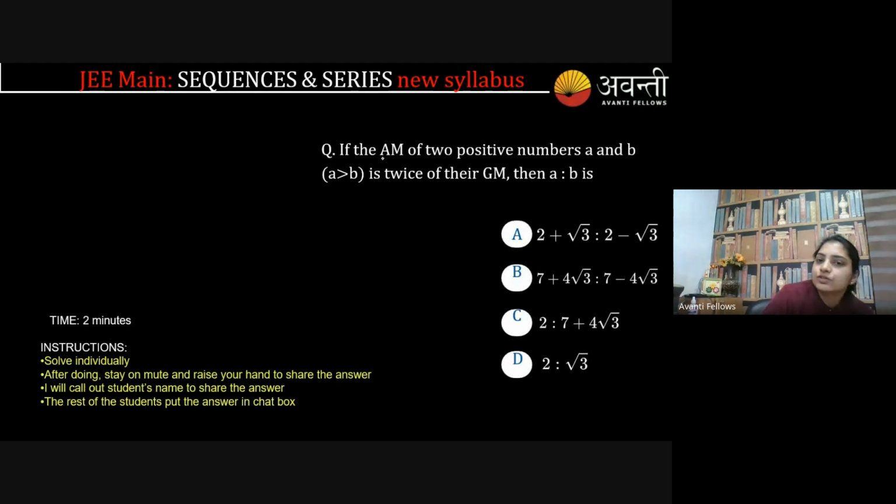It's again the same question. The arithmetic mean of two numbers A and B is twice the GM. So A plus B by 2 is equal to 2 times root AB. The same method will be used to find the ratio A to B.